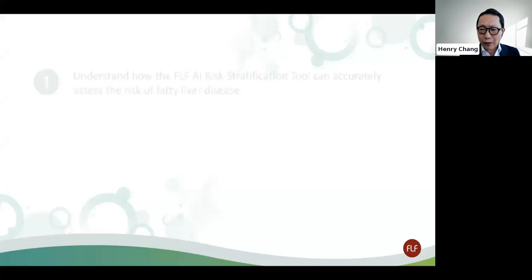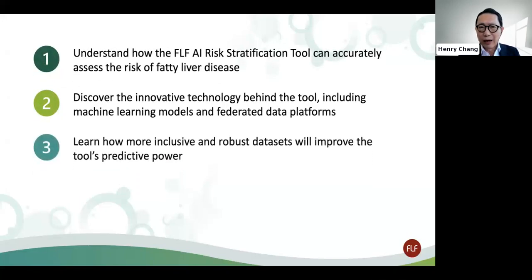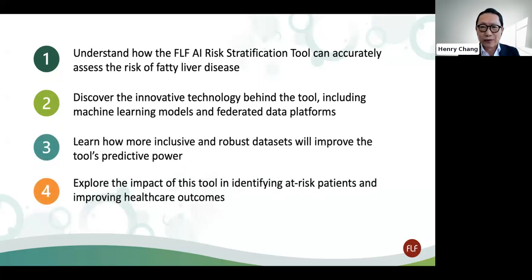I'll just walk you through our learning objectives for today. One is to understand how the FLF AI risk stratification tool can accurately assess the risk of fatty liver disease. Discover the innovative technology behind the tool, including machine learning models and federated data platforms that you will hear from our colleague from Array Insights. Learn how more inclusive and robust data sets will improve the tool's predictive power. And lastly, explore the impact of this tool in identifying at-risk individuals and improving healthcare outcomes.